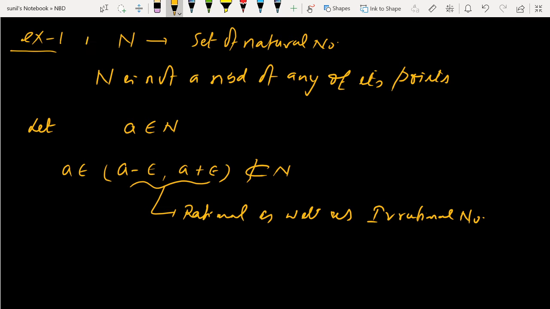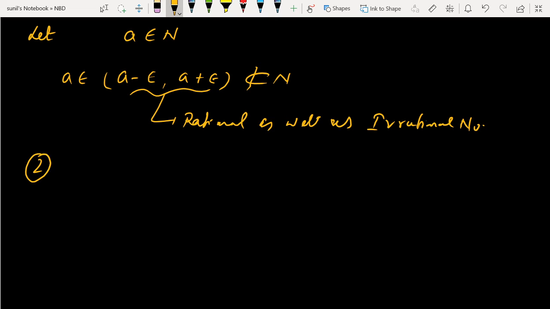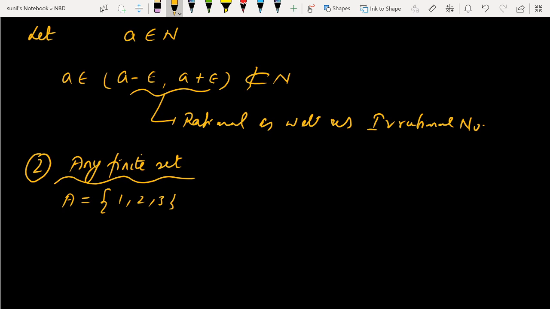This is the first example where the set is not the neighborhood of any of its points. Now suppose I consider any finite set. Suppose my finite set A is {1, 2, 3}. I will say that A is not a neighborhood of any of its points.